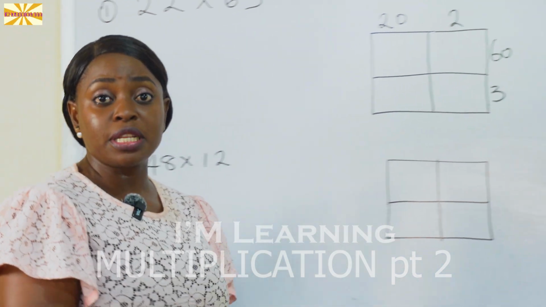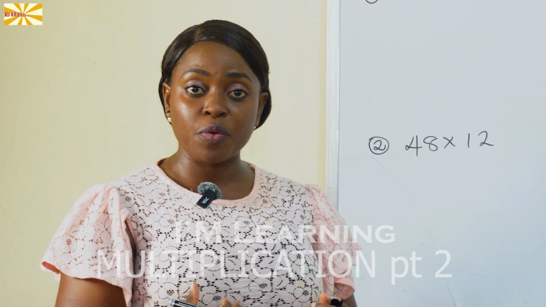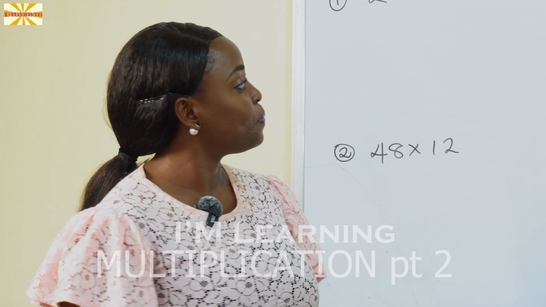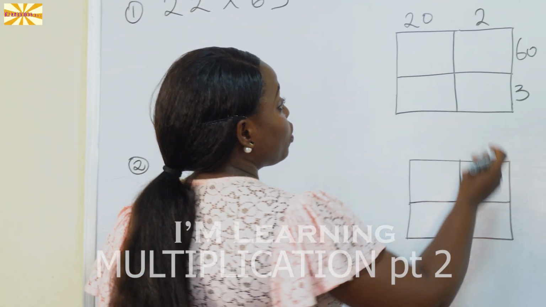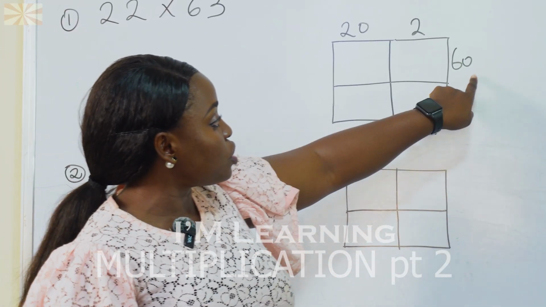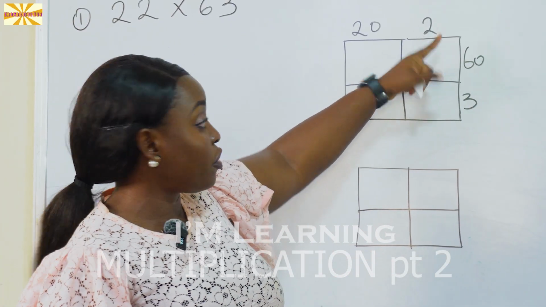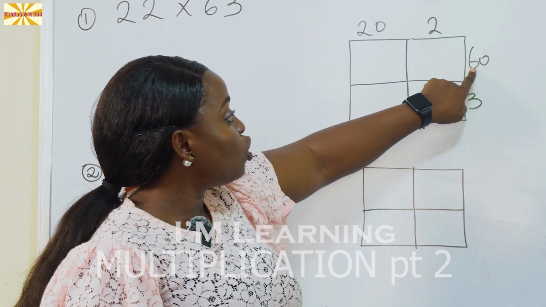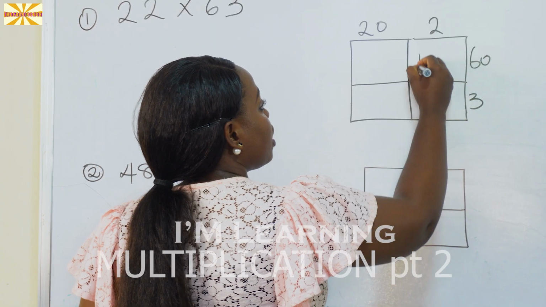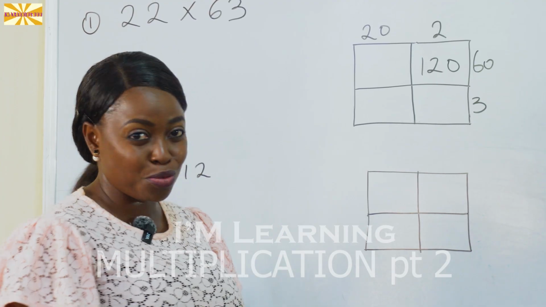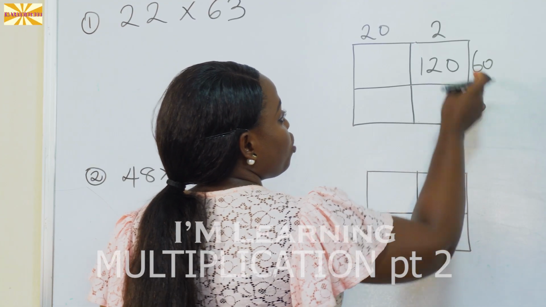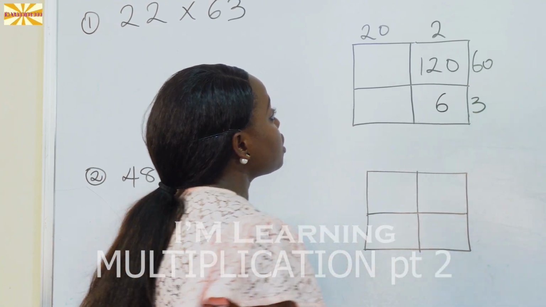Now, when you break numbers down into their place values, you can agree with me that it is actually easier to multiply these numbers. So let's look at this, for example. 60 times 2. Now, when you have a number that ends in 0 times another number, for example, 60 times 2, you do 6 times 2, which is 12, and then you add your 0. So 60 times 2 is 120. Super easy, right? Then you do 3 times 2, which is 6.